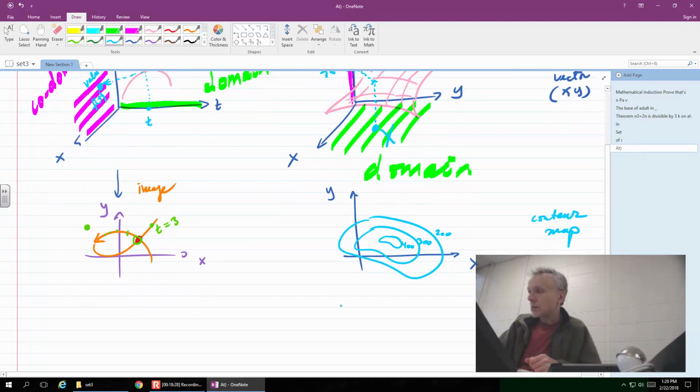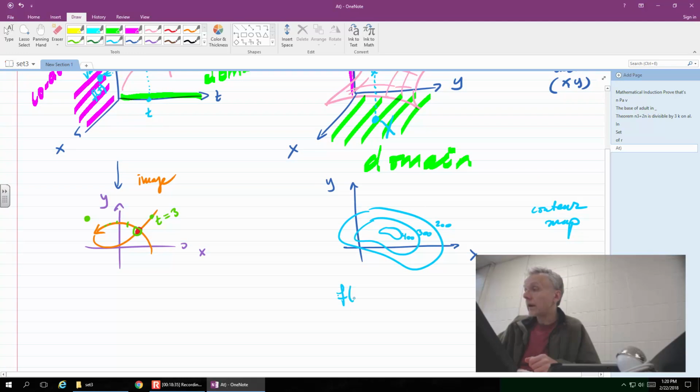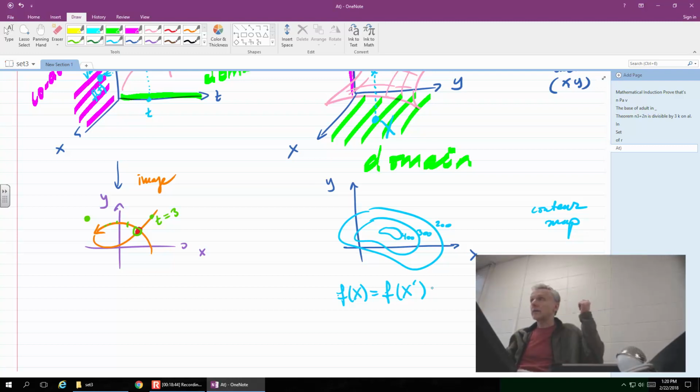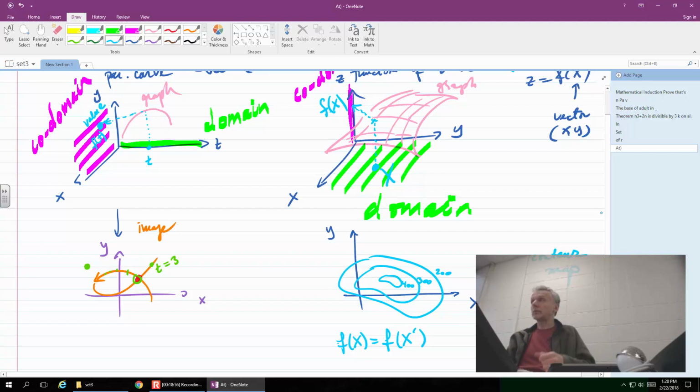So z. Let's just say it this way: f of x is equal to f of x prime. So if there are two different x prime, then it's not one-to-one. Is it one-to-one? I just wrote that equation from the definition in order to compare to what we're looking at here. So the function that I plotted here with those contours, is it one-to-one or not?